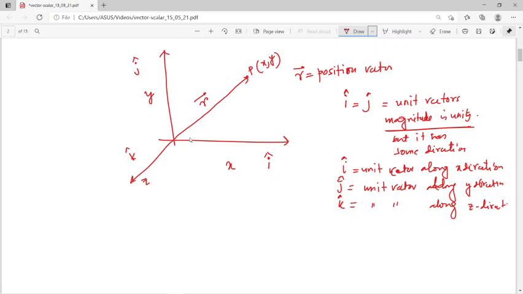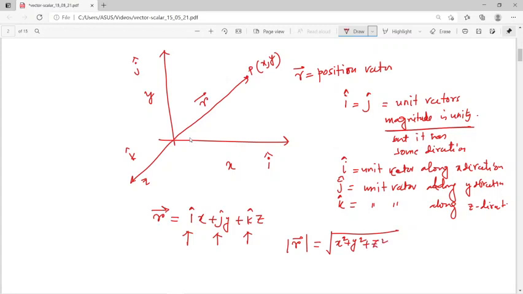Unit vector means whose magnitude is 1, but it has a particular direction. So when we write the position vector in 3 dimensions, this r can be written as i cap x plus j cap y plus k cap z. That means this is the unit vector along the x-axis, this is along the y-axis, this is along the z-axis. Now if we consider the magnitude, it is nothing but the square root of x square plus y square plus z square. That is the corresponding magnitude of r.